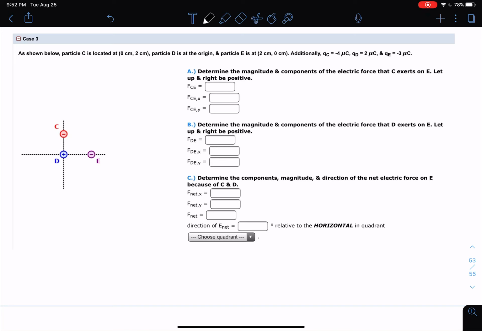Well, C and E, for mine, these are repulsive. So that means that's going to be the force that C exerts on E. So you're going to need to go through. This is essentially a vector problem. First thing you've got to do is calculate FCE, the magnitude of the force between them, and that's just Coulomb's law. Okay? So FCE, the force that C exerts on E, nothing fancy here.